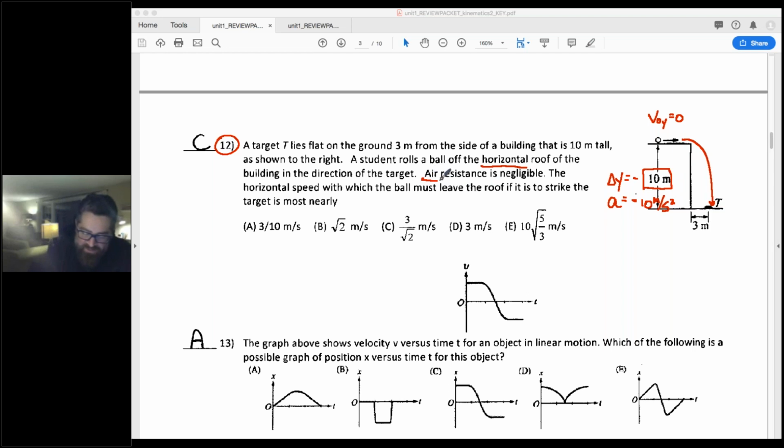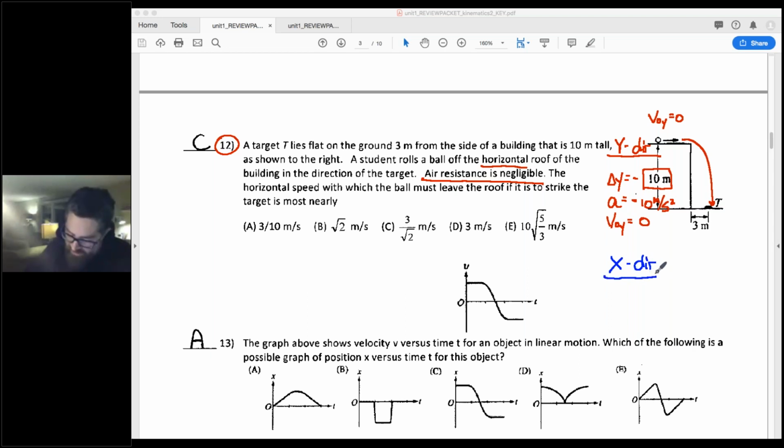Another little side piece here is in question number 12, it says air resistance is negligible. You can also make that assumption. If it doesn't say that air resistance is negligible, you can ignore it. So we've got a couple things. Delta v_y is 0, and they're asking us how fast does it need to be going to cover the 3 meters? By the way, everything that I'm writing here in red is all in the y direction, and I'll change the color of the pen and do the x direction analysis.